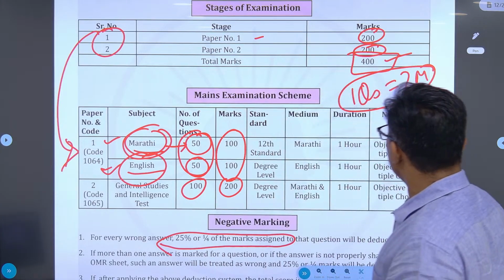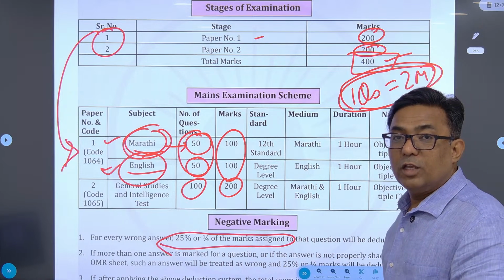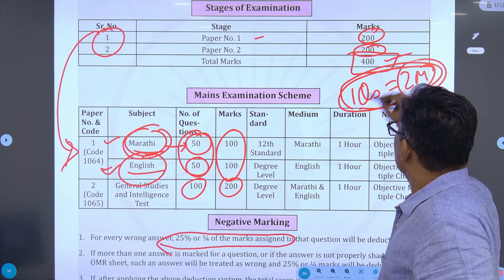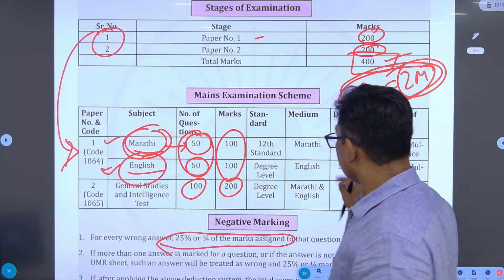So in prelims and mains, one question carries 2 marks. So this also applies to the negative part. If 4 questions go wrong, 2 marks would be deducted from your score. Okay, so be very careful. You need to know this.